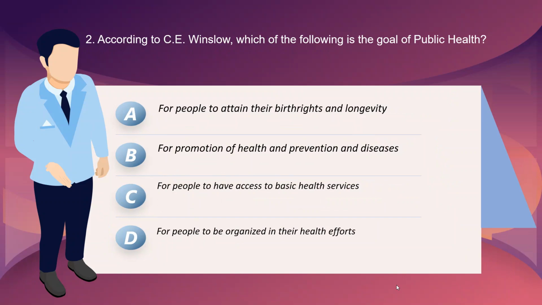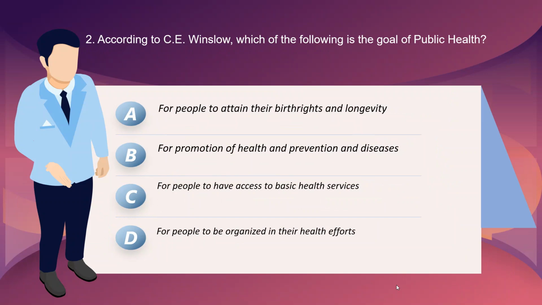According to C.E. Winslow, which of the following is the goal of public health? So we're talking about the goal of public health. Letter A, for people to attain their birthrights and longevity. Letter B, for the promotion of health and prevention of diseases. Letter C, for people to have access to basic health services. Letter D, for people to be organized in their health efforts.